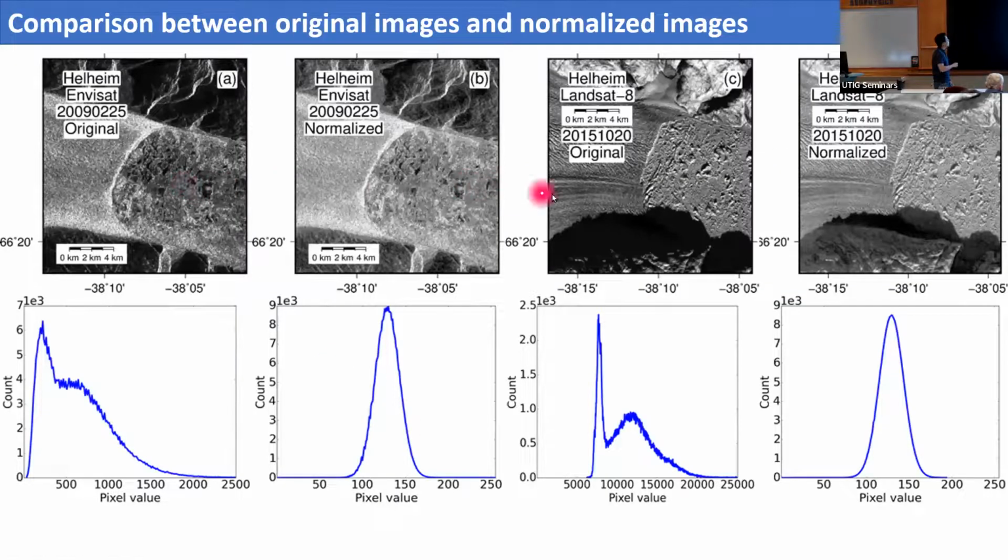These 2 are the original remote sensing images from A and C, from 2 different datasets, and below them are the histograms of these images. We can see the pixel value range varies a lot. This one is from 0 to 2,500, but this one is from 5,000 to 25,000. So it's quite different, and the shape of the histogram is also different. We can visually tell the difference between them. But after normalization, the histogram becomes a standard Gaussian distribution with exactly the same value range, and the images look more similar than before.